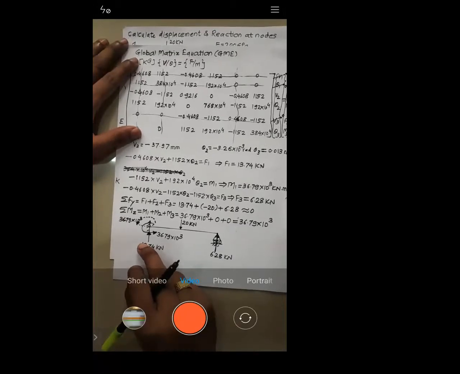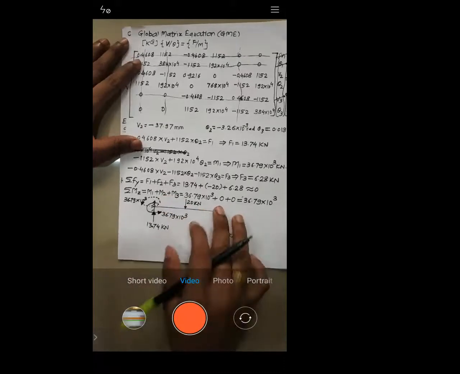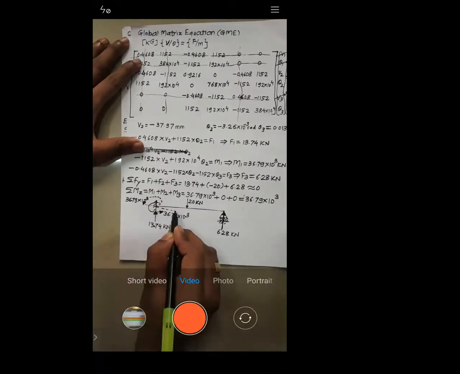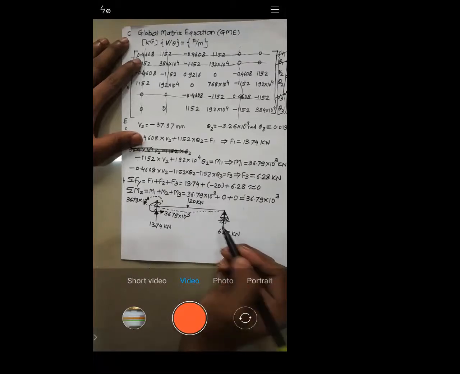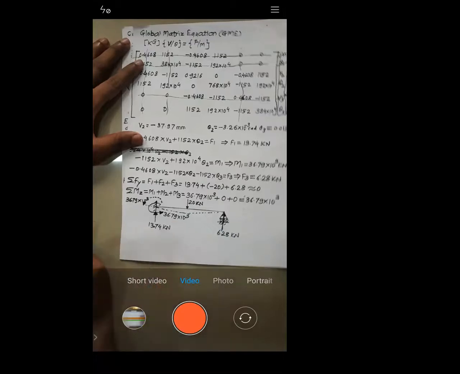See, why is the movement not getting balanced? Because when you apply the force, it gets deformed like this. Yes or no? When you apply the force, it deforms like this. That means this is the movement produced.